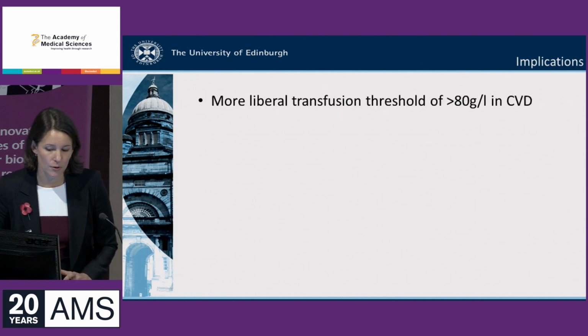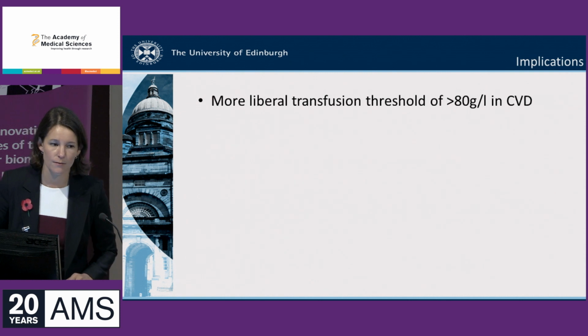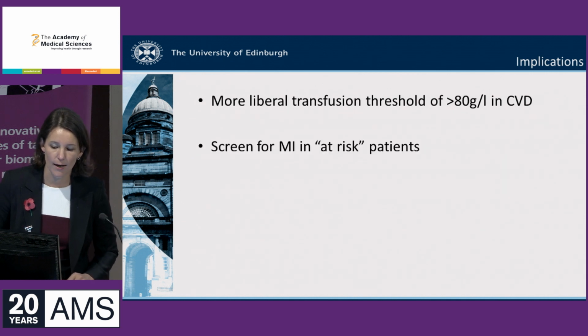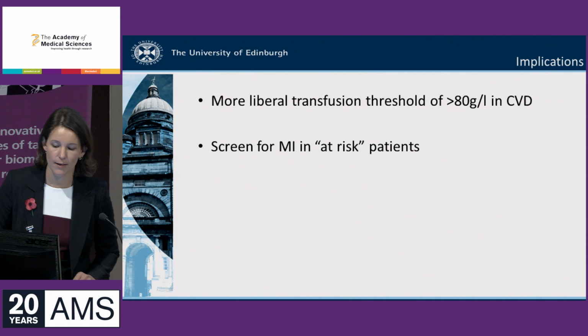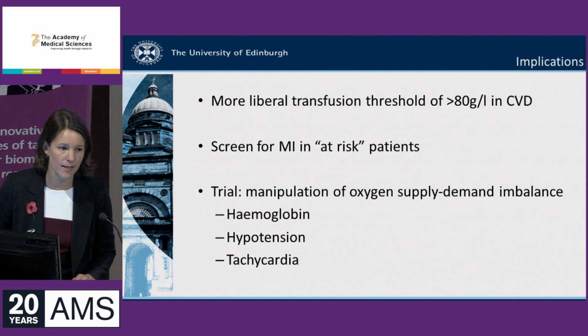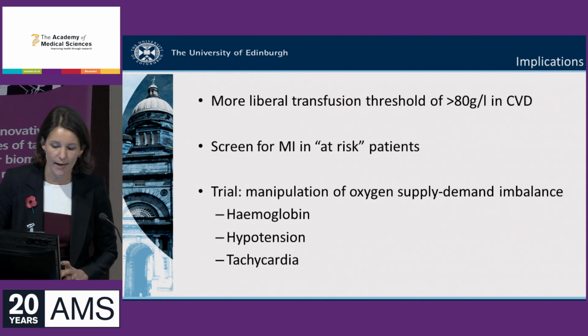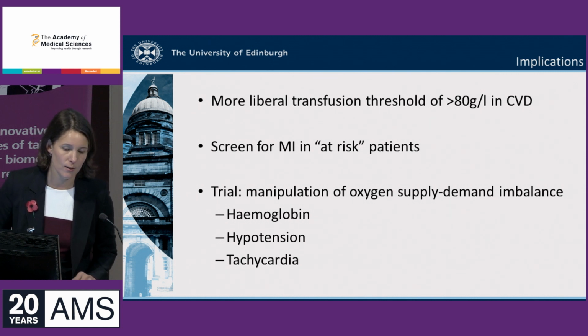So our systematic review showed that more liberal transfusion thresholds of at least 80 grams per litre should be used in cardiovascular disease patients, and this has been taken up by several national guidelines. We should be screening for myocardial infarction in these critically ill patients with cardiovascular disease in whom we are missing so many infarction events. And we should now have the opportunity to develop personalized medicine trials where we can aim to manipulate the oxygen supply-demand imbalance in order to potentially modify infarction rates and mortality.